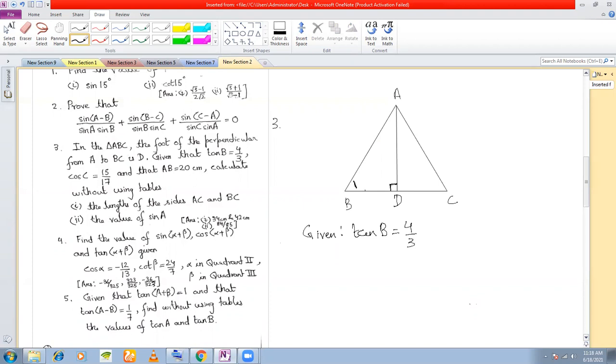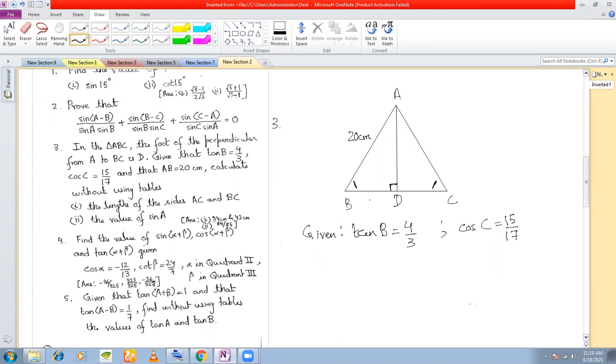This is a right angle triangle, ABD. And cos C is given to you as 15 by 17. The cos of this angle is given to you. And AB is equal to 20, so this length is given to you as 20 centimeters. Calculate without using tables the lengths of the side AC and BC. This is the first question. Only one length is given to you here. You will have to find out the length of AC and BC.